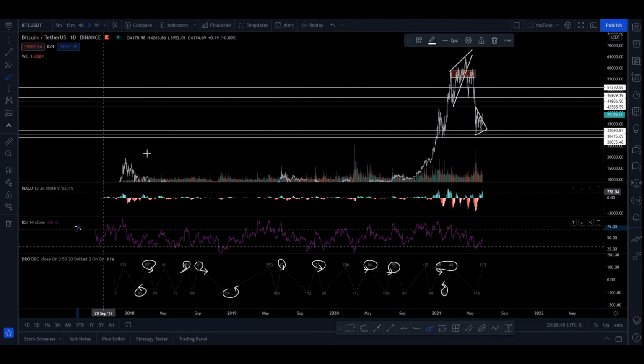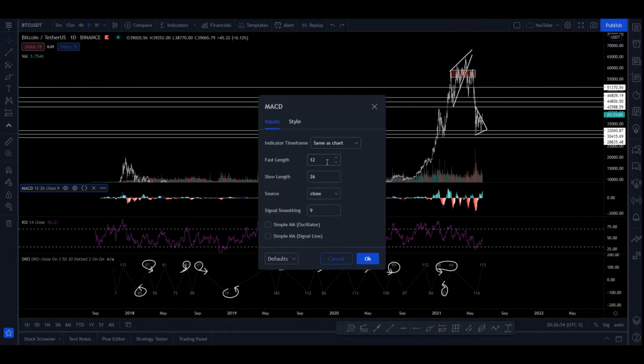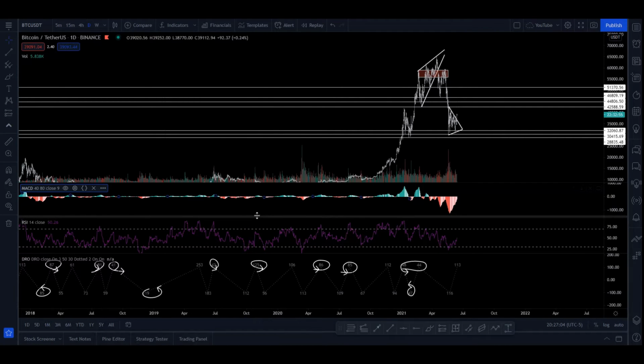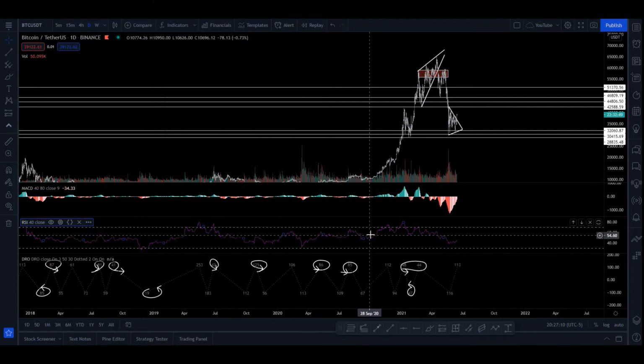So right now we have a standard RSI and standard MACD, and we're going to change the period to 40. So for the MACD, we can change the fast length to 40 and the slow length to 80. That might give us a different picture. And I haven't tested this yet, so we're going to see how it looks out. And we're going to put the RSI on 40 as well.